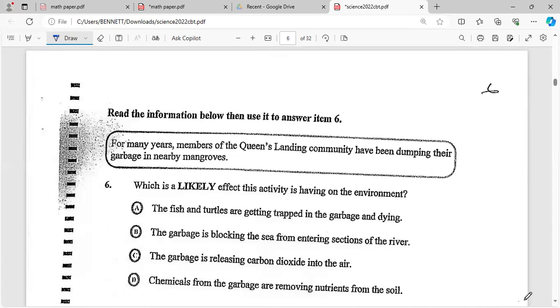Read the information below, then use it to answer item 6. For many years, members of the Queen's Landing community have been dumping their garbage in the nearby mangroves. Which is a likely effect this activity is having on the environment? A, the fish and turtles are getting trapped in the garbage and dying. B, the garbage is blocking the sea from entering a section of the river. C, the garbage is releasing carbon dioxide into the air. D, chemicals from the garbage are removing nutrients from the soil. And that's A, the fish and turtles are getting trapped.